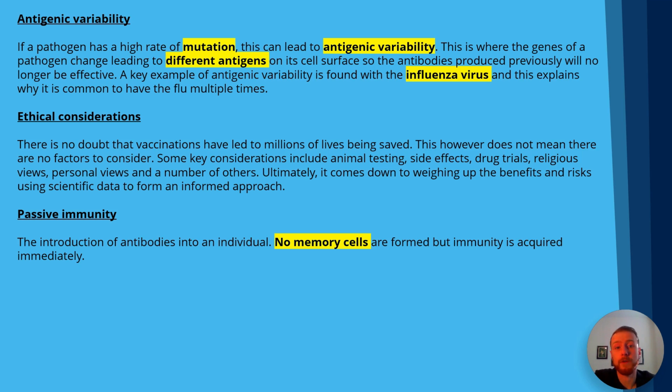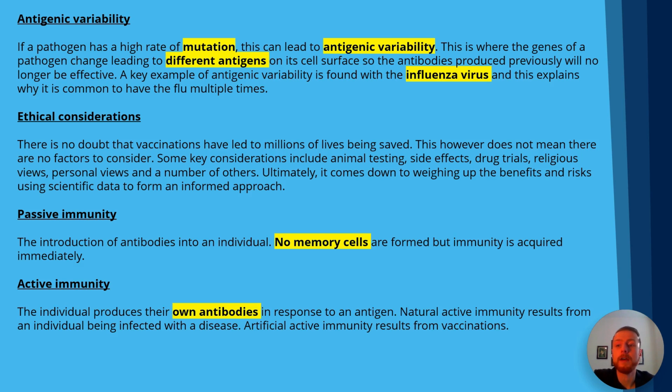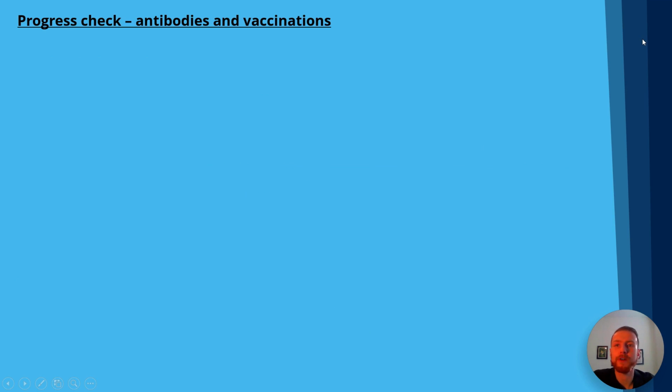Passive immunity. Well, this is the introduction of antibodies directly into an individual. No memory cells are going to be formed, so the immunity is immediate, but it's not long-lasting. Active immunity. This is when individuals produce their own antibodies in response to an antigen. So natural active immunity results from just being infected with a disease, whereas artificial active immunity results from vaccinations containing dead or weak pathogens.